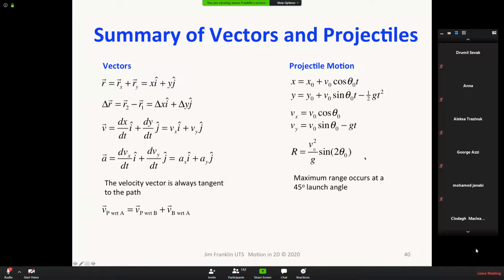There's the range. And remember, it depends on basically sine 2 theta and the square of the initial speed. So if you double the projectile velocity initially, it's going to go 4 times as far. And for all the problems we will be looking at, air resistance can be ignored. And that maximum range is going to occur where the sine 2 theta is a maximum, so that's where theta is 45 degrees. So a launch angle of 45 degrees gives you the maximum range.